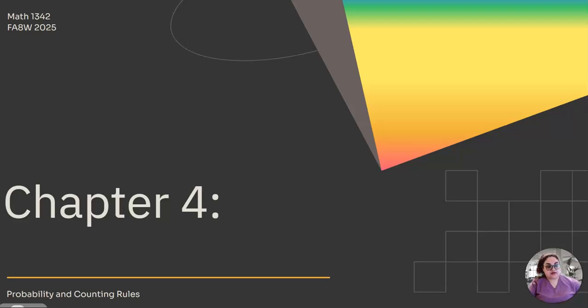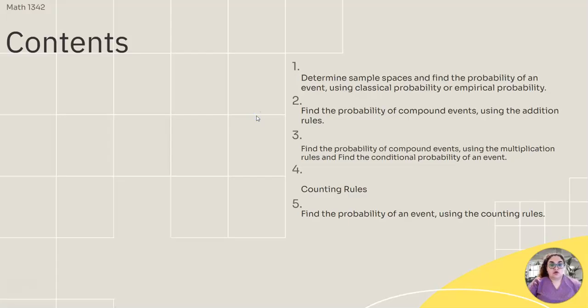In Chapter 4, we get to talk about probability and the counting rules. We'll talk about the difference between classical and empirical probability, probability of an event and compound events. We'll talk about multiplication and addition rules, as well as some counting rules.